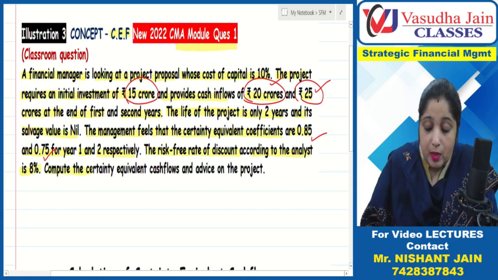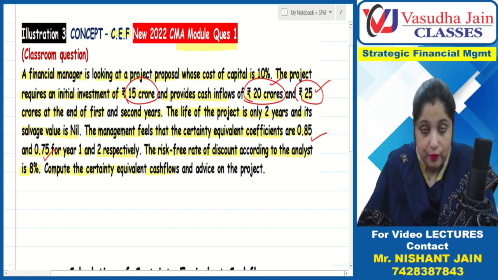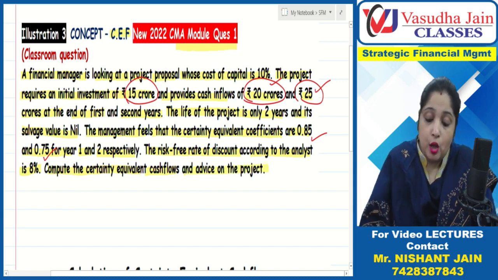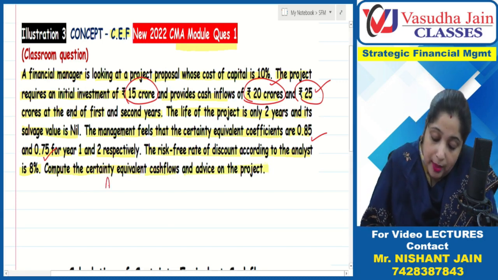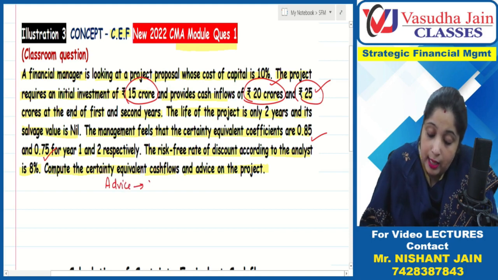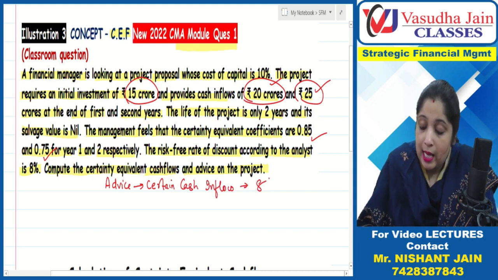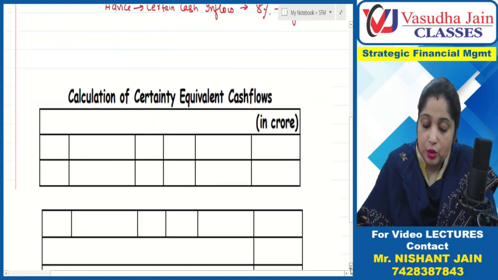Compute certainty equivalent cash flows. So we will compute certainty equivalent cash flows and advise on the project. So they want your advice on the basis of certain cash flows, not uncertain cash flows. We have to check whether certain cash inflows and outflows are giving us the 8% risk-free rate of return or not. So very simple. Let us put the figures in the question.